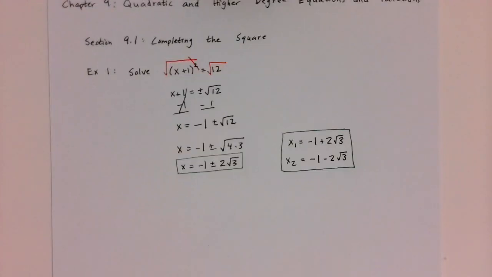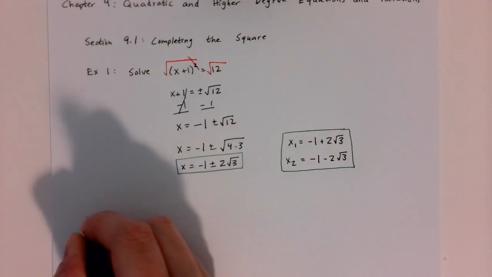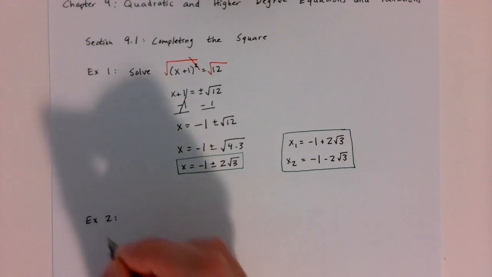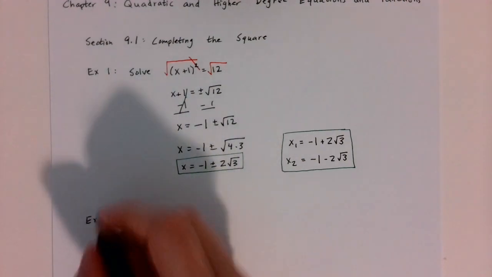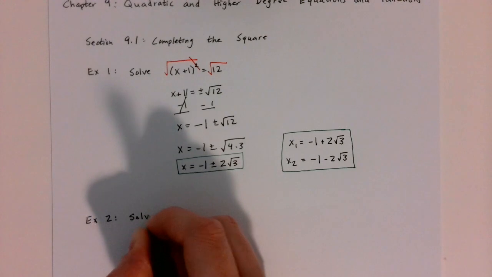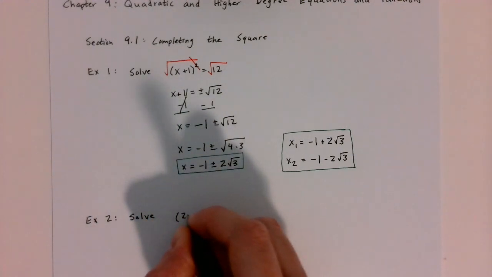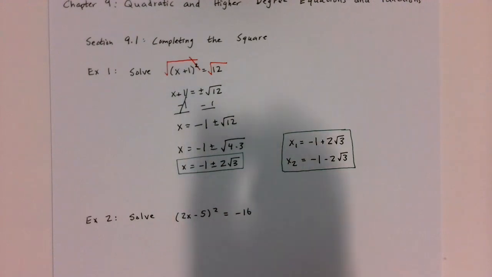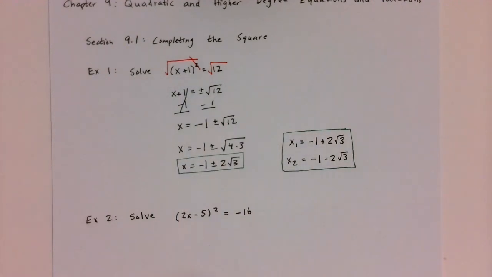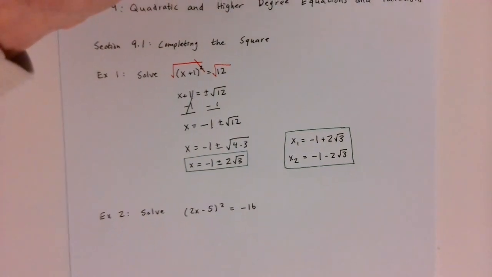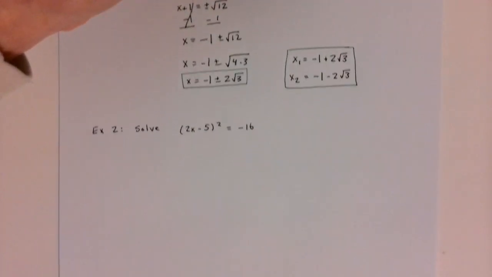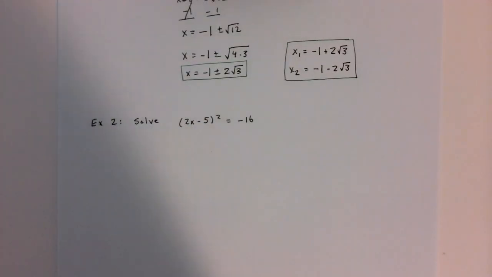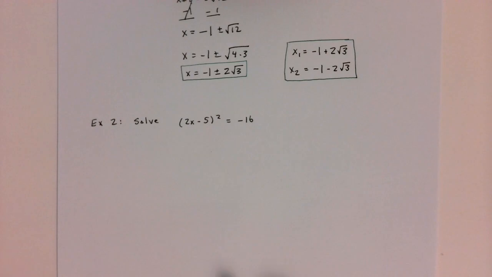All right, so we're going to take a look at another example, and it's going to be pretty similar with one exception. So we are going to be solving (2x - 5)^2 = -16. So maybe you already realized that there's something a little bit different about this. All right, so let's go ahead and just start the same way that we did previously.